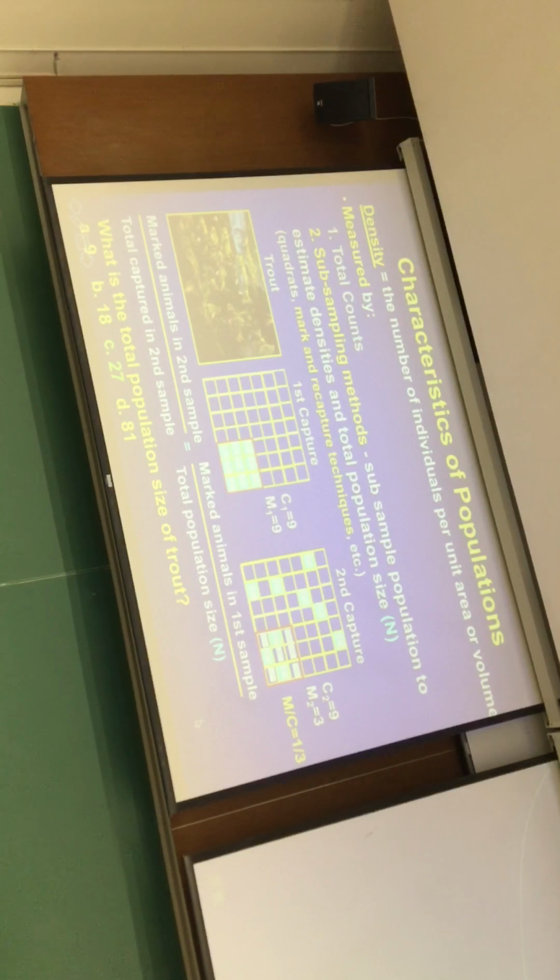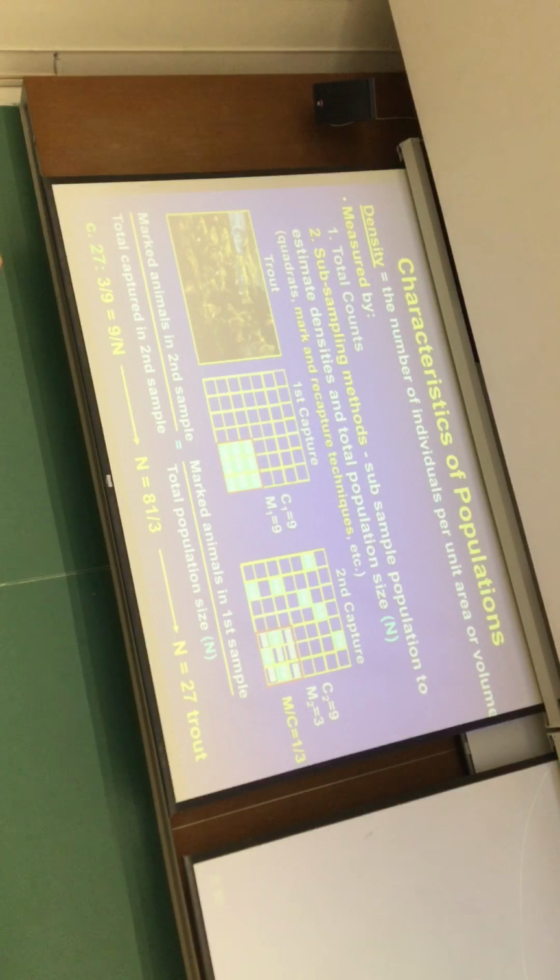Let's take a look and see if C is it. C is it. So how do you calculate that? It's pretty basic. You just plug and chug, right? So marked animals in the second sample was 3. Total captured in the second sample was 9. Marked animals in the first sample was 9 over n, which is the total population size. Rearrange, that gives you 81 over 3, that gives you 27 trout. So the estimated population size of this lake is 27 animals.